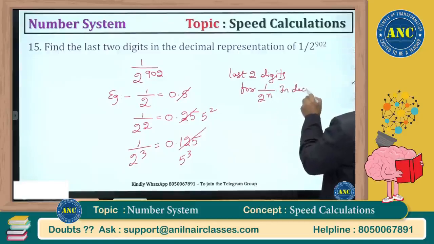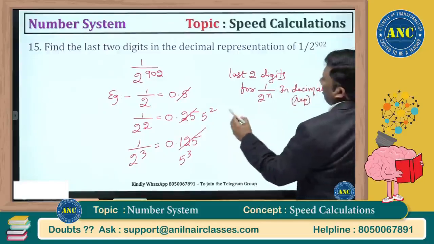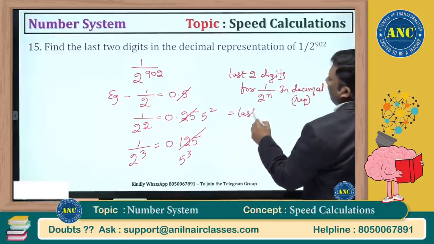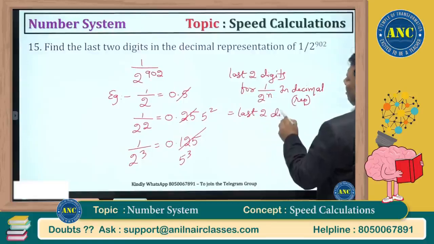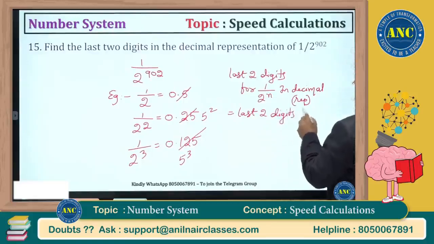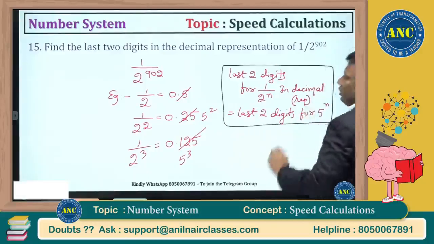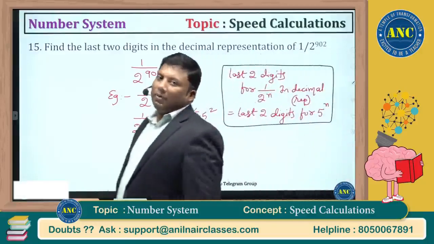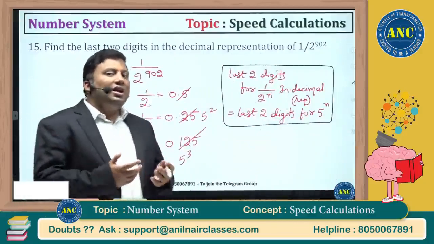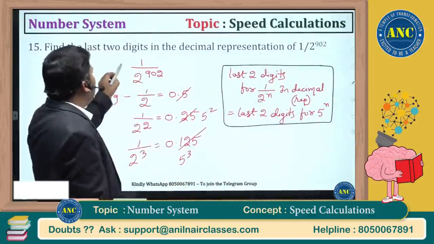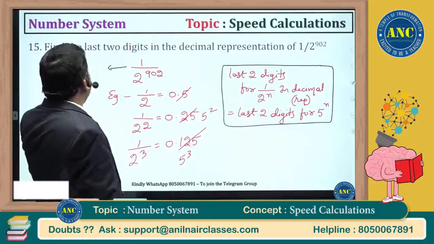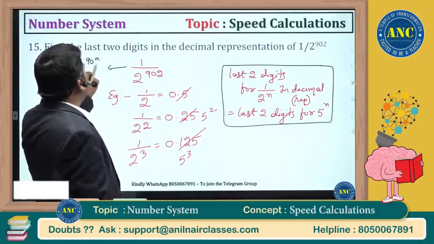In decimal representation, it is nothing but the last two digits of 5 power n. The last two digits of 1 by 2 power n in decimal representation is nothing but the last two digits of 5 power n. So instead of giving an easy question, he just twisted the question. So the last two digits is equivalent to 5 power 902.